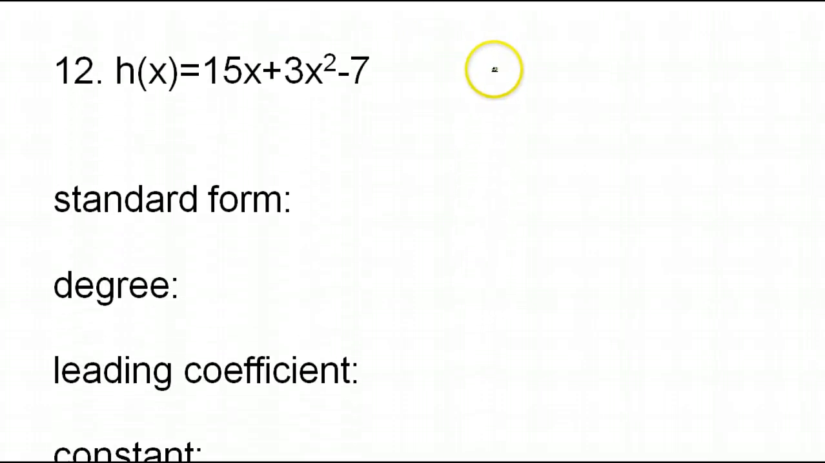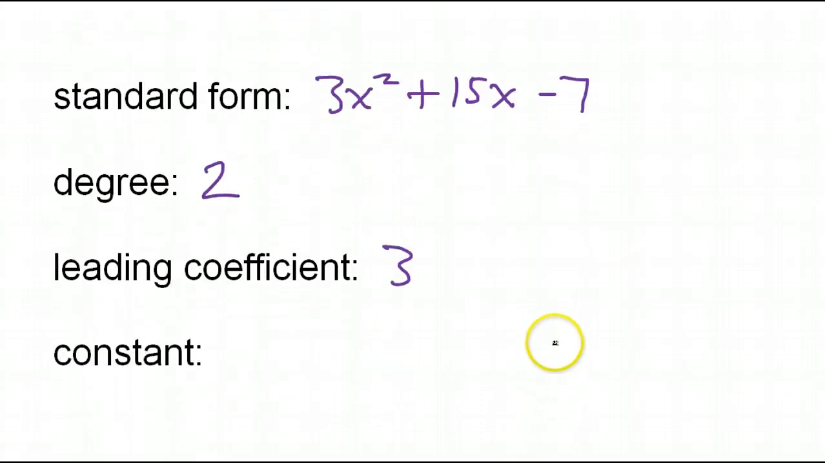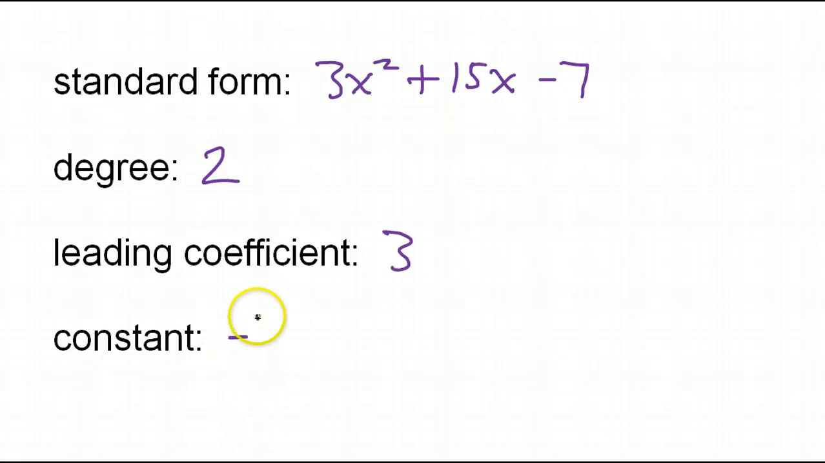Okay, similarly, number 12. The highest degree term is this positive 3x squared. So that goes first. So 3x squared. Next comes the 15x. And then last is the minus 7. So the degree is 2 because of the highest power. Leading coefficient is 3. The constant is negative 7.